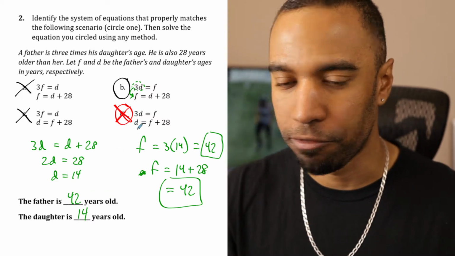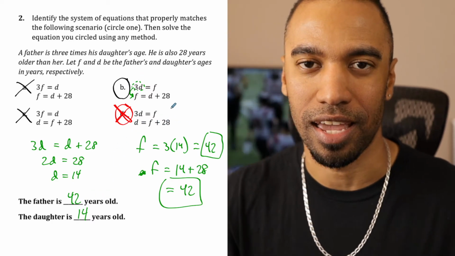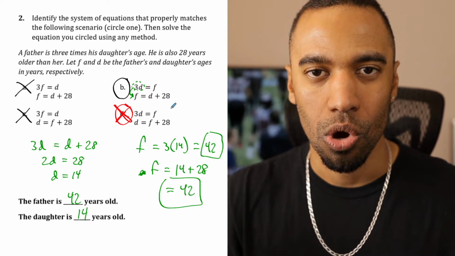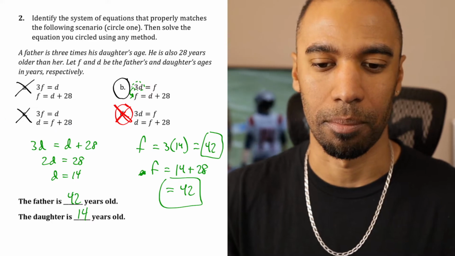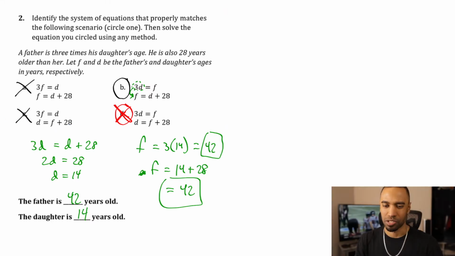And again, if I flip-flop something here, I'd either get negative values or I'd get the daughter being older, or both. Neither are possible.